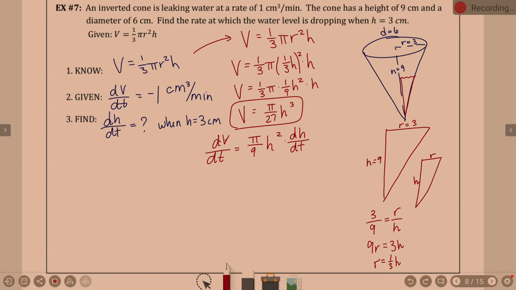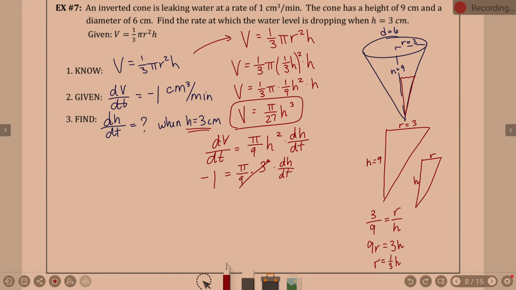This is where I don't know, did I fill in the numbers or did I solve it later? Looks like I went ahead and filled in the numbers. So dV/dt is -1. Pi over 9 is pi over 9 times h squared. Well, this is when h equals 3, so 3 squared times dh/dt. Let's see. 3 squared and 9 will cancel, right? 3 squared and 9 cancel.